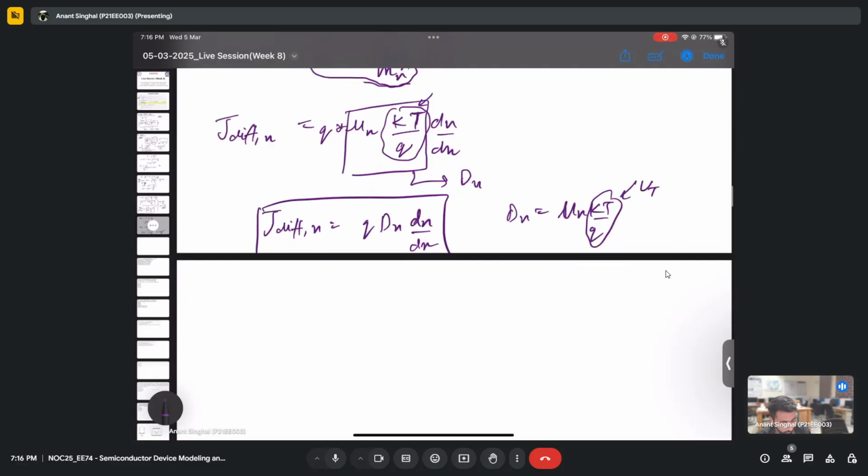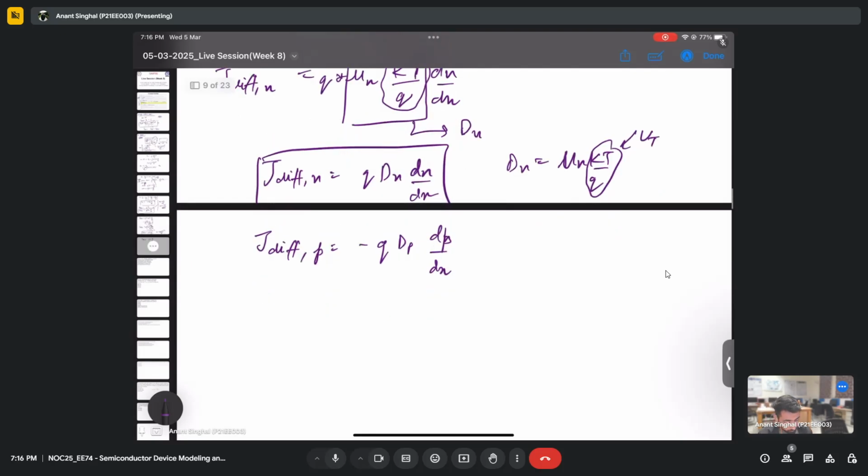Similarly, if you try to do it for holes, there will be only a difference in the plus q and minus q charge, and the final expression will come out something like minus q Dp dp over dx. This is straightforward, just the sign will be opposite.